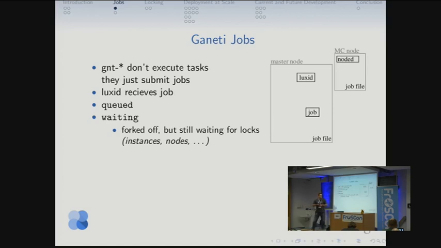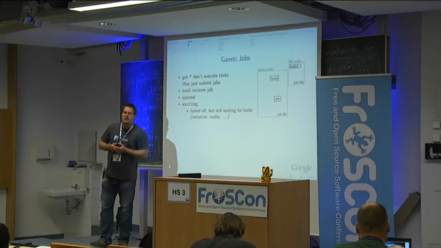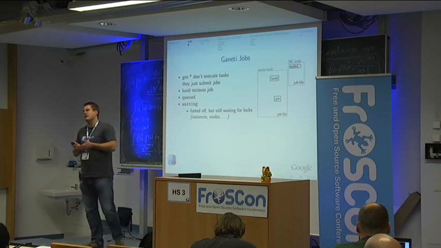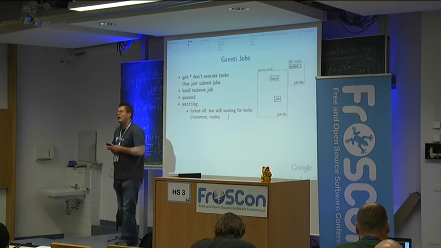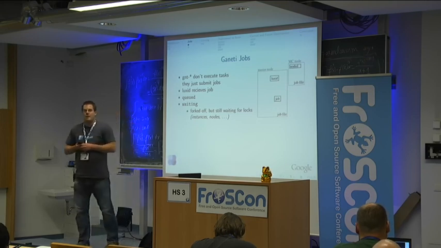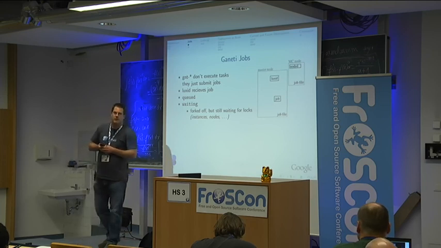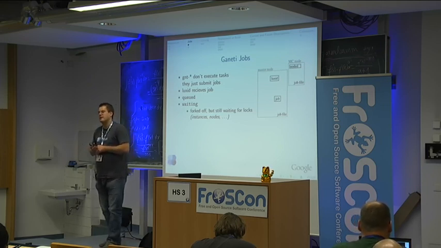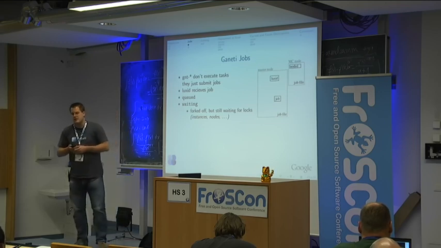So once that's all done, you see, okay, all the prerequisites are met. There's also capacity that we can start a job. Then the job gets forked off as a new process, and the staging is waiting. The reason why you wait is you still might need some locks, either because you now manipulate some entity in the real world, like an instance, and you don't want two changes to the instance at the same time, or because you're waiting for resources, because some operations are quite heavy on resources in DOM 0, like copying a full disk or whatever, and you want to limit that, again, as DOM 0 resources are normally rare.